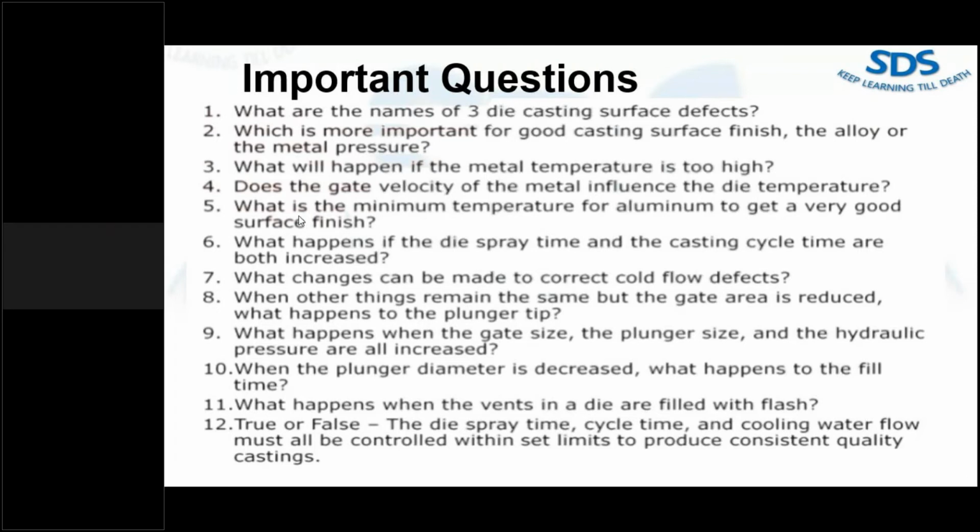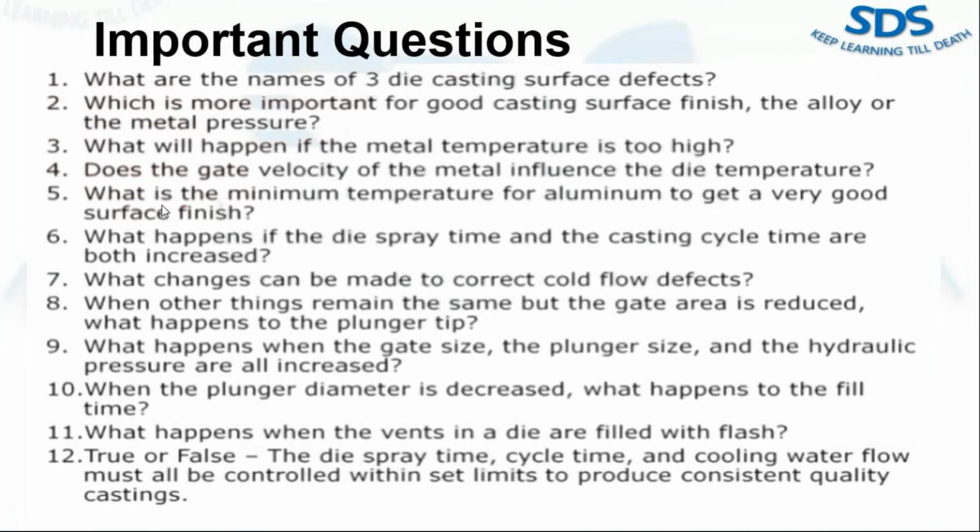So I'm going to speak the questions. What are the names of three die casting defects? First, come up with them in your mind. The second is, which is more important for good casting surface finish, the alloy or the metal pressure? What will happen if the metal temperature is too high? Does the gate velocity of the metal influence the die temperature? What is the minimum temperature for aluminum to get a very good surface finish?